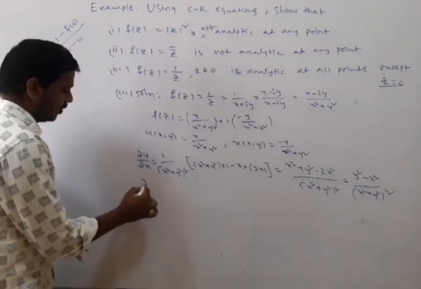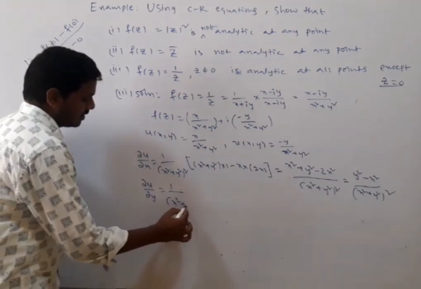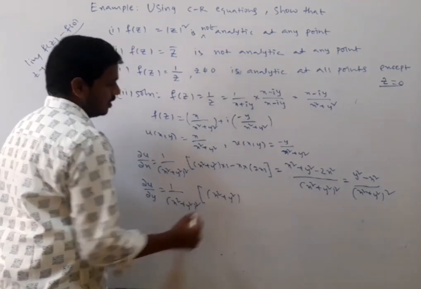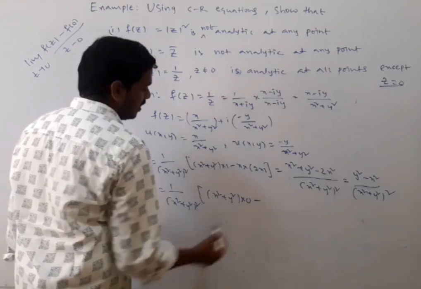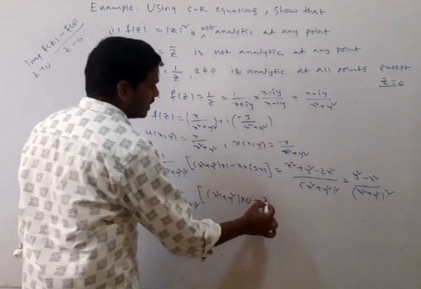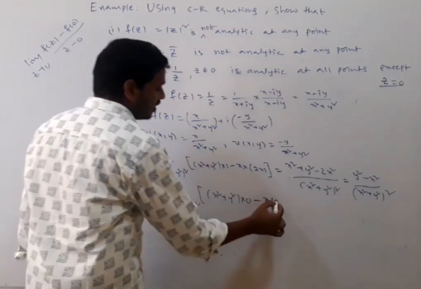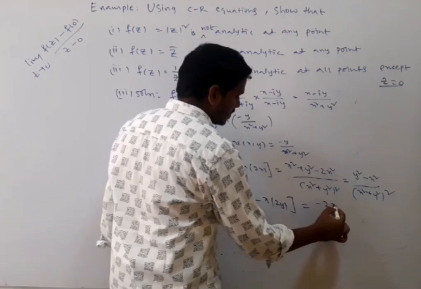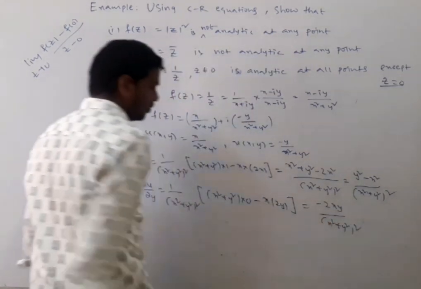Next coming to ∂u/∂y, 1 by (x² + y²) whole square with respect to y. (x² + y²) into the derivative of x with respect to y, which is 0, minus x into the derivative of (x² + y²) with respect to y, which is 2y. So finally what I am writing here is minus 2xy divided by (x² + y²) whole square. This is ∂u/∂y.